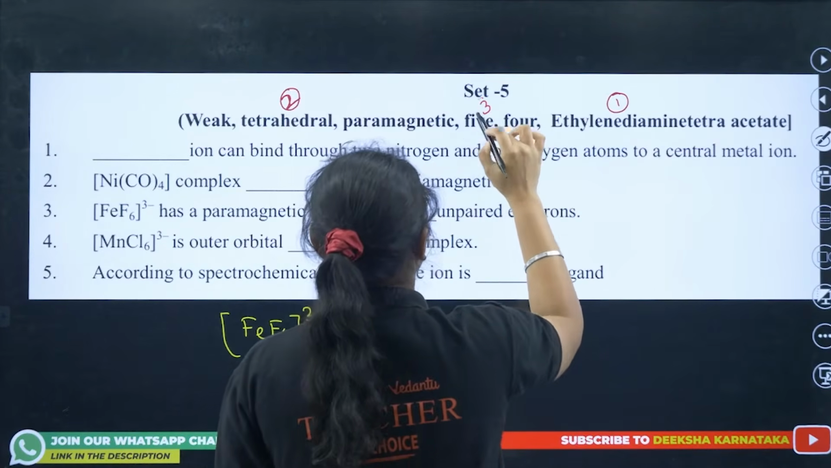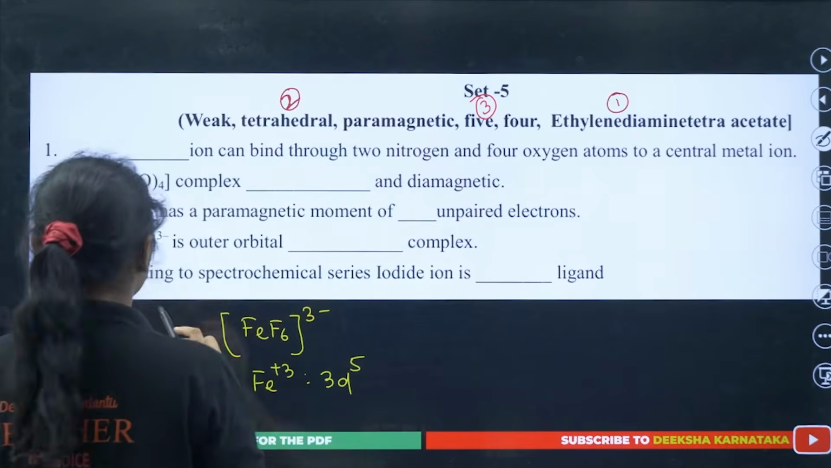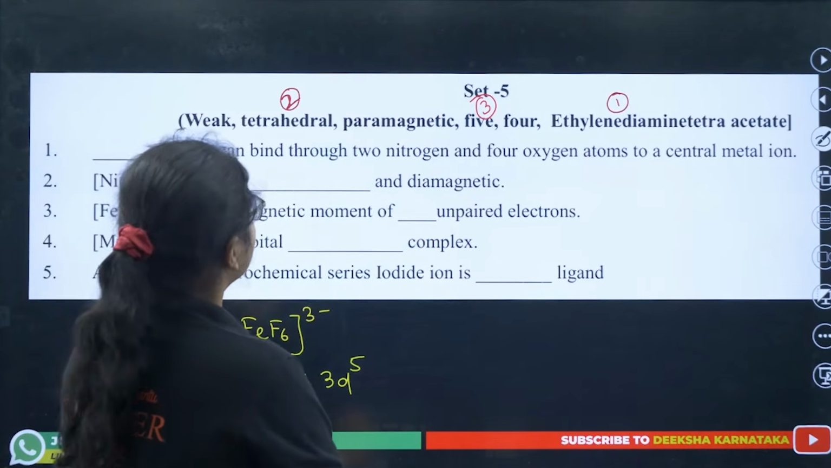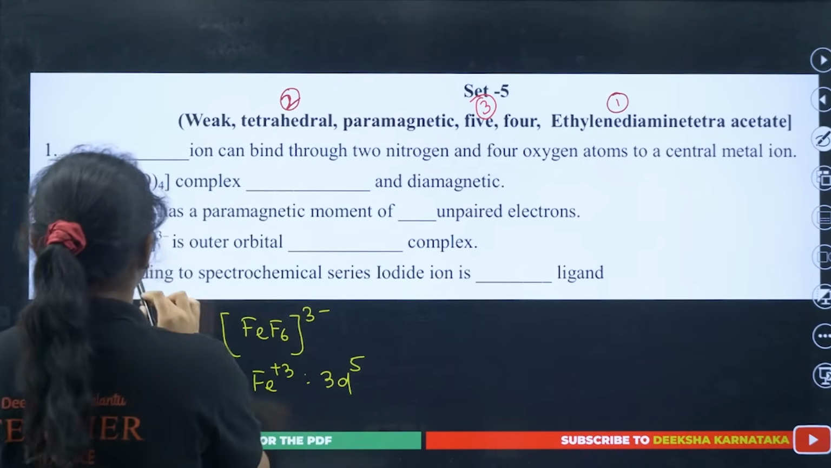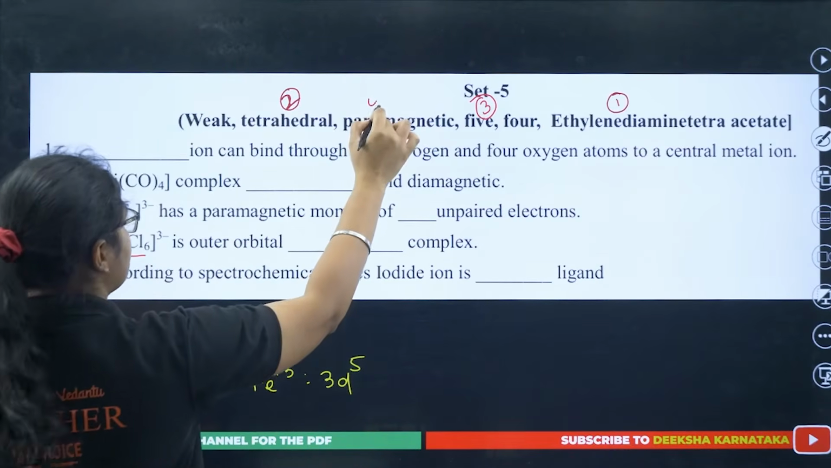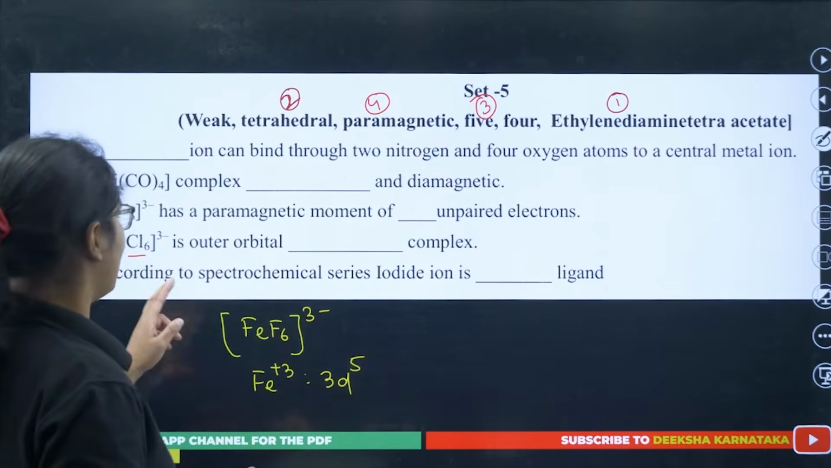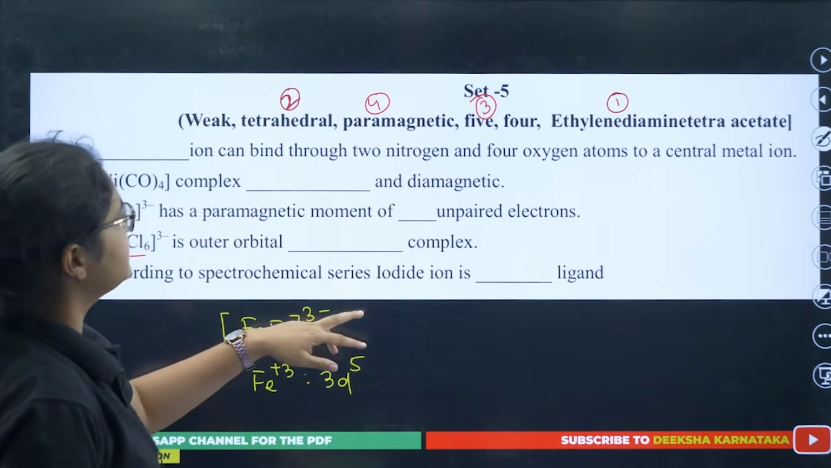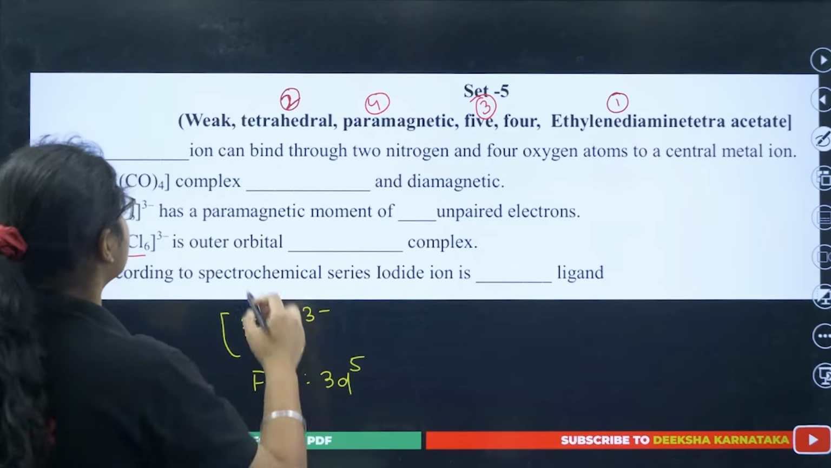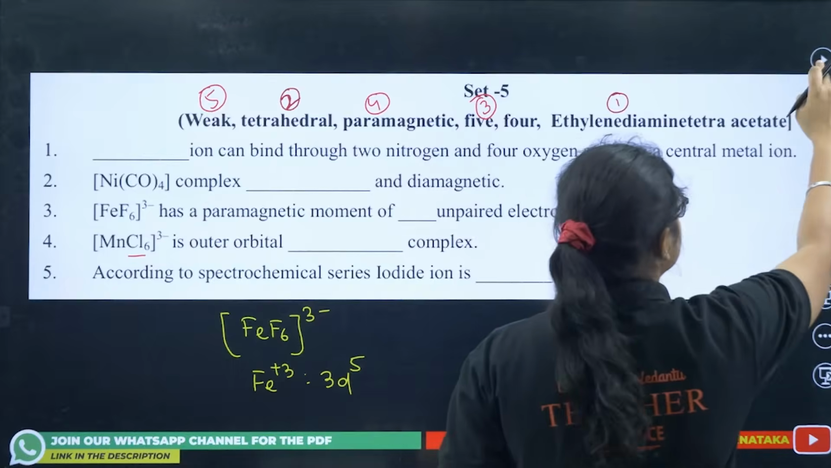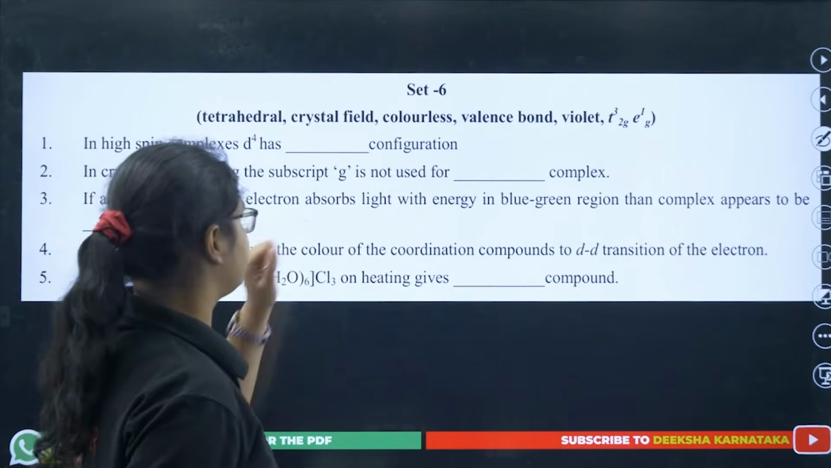Next, MnCl6 3- is an outer orbital complex. Mn has a weak field ligand, so it will definitely be paramagnetic, an outer orbital paramagnetic complex. According to the spectrochemical series, iodide ion is a weak ligand. Now we have one more set, the last set in the fill in the blanks.